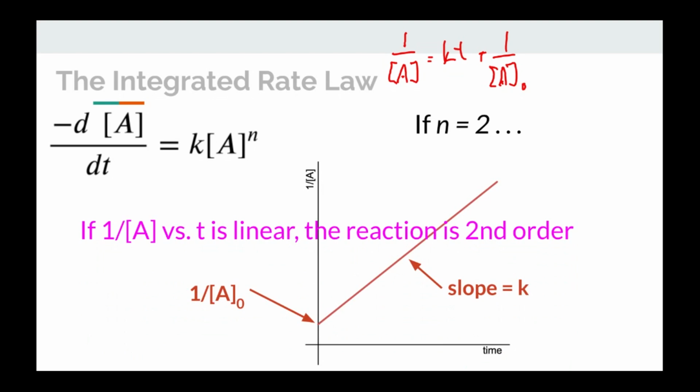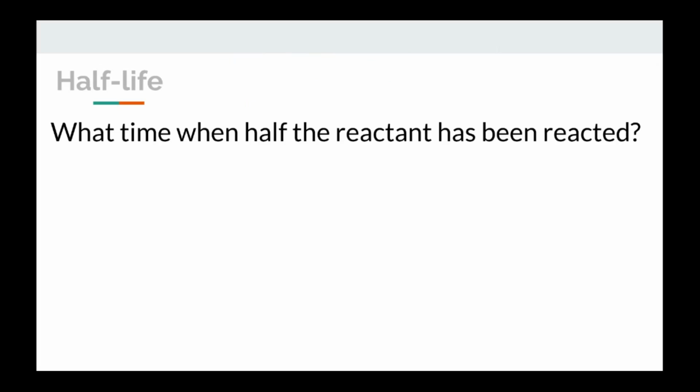If you track concentration versus time and you find out that 1 over A versus time is linear, then that means the reaction you were tracking is a second order reaction. It's an important quantity, now that we know about how concentration and time are related, called half-life. And half-life is simply the time that it takes for half of a reactant to have reacted. Let's take a look at what the half-life would be under the three different cases that we've investigated so far.